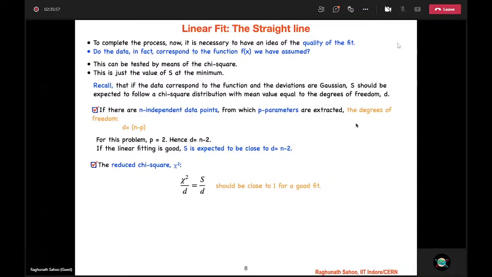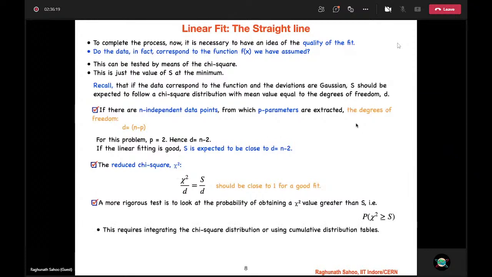If it is much higher than 1, the fitting is not good, and you have to look into the procedure again, or the function, or bring up another function which can do a better job. So chi-square per NDF should be as close as possible to 1. Don't try to do it artificially, but try to see. But sometimes there can be an overfitting problem.